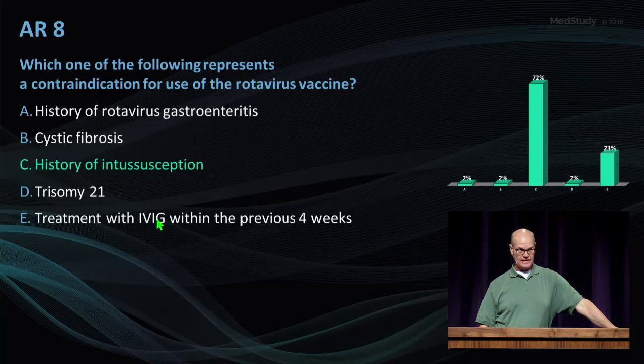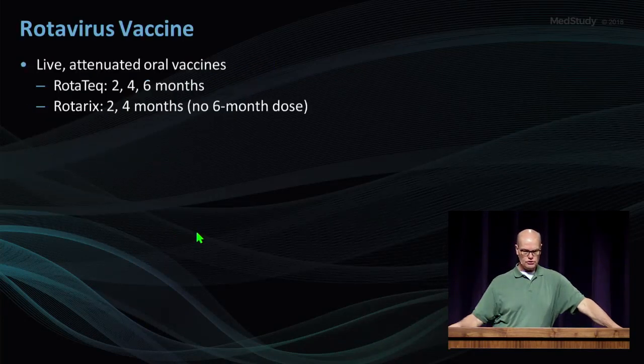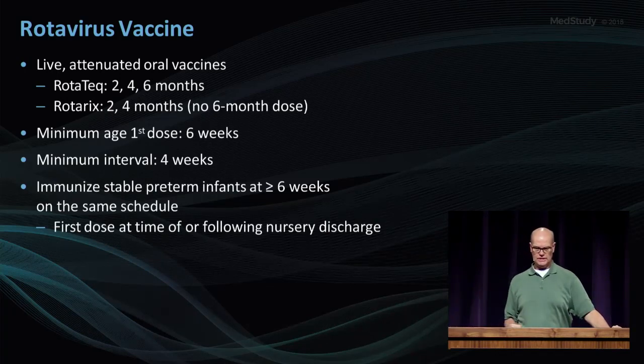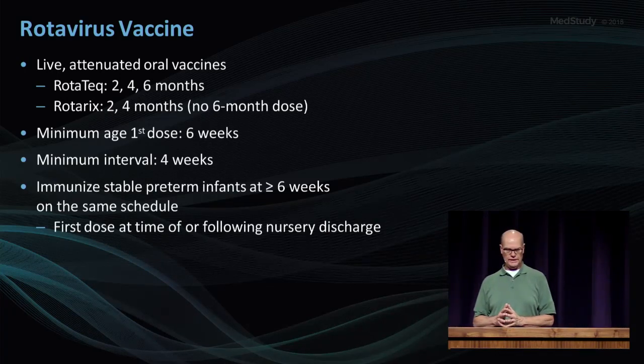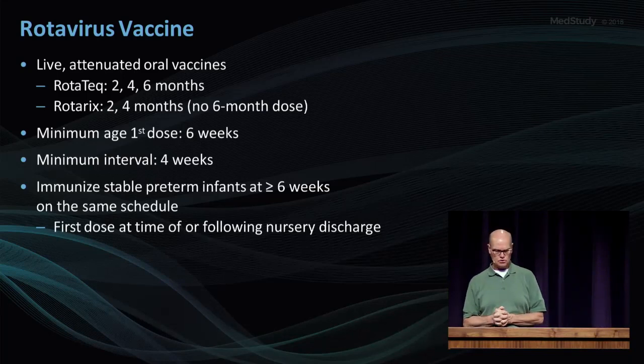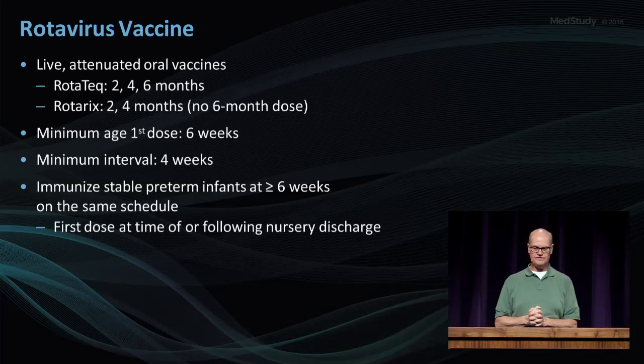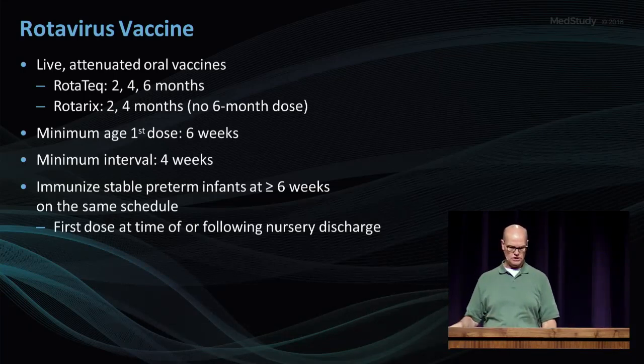Now, this IVIG, that's MMR and varicella, it doesn't seem to be much of an issue with rotavirus. So there are 2 vaccines. You will not be asked to question which one of these is better because the AAP does not have a recommendation. And again, if there's no recommendation, you won't be asked. The minimum age is 6 weeks. The minimum interval, 4 weeks. Preferably, preterm infants should be stabilized, and be sure not to give the vaccine until after nursery discharge.